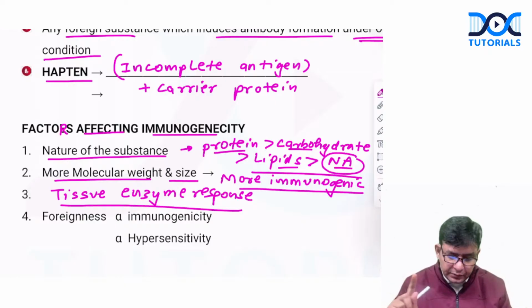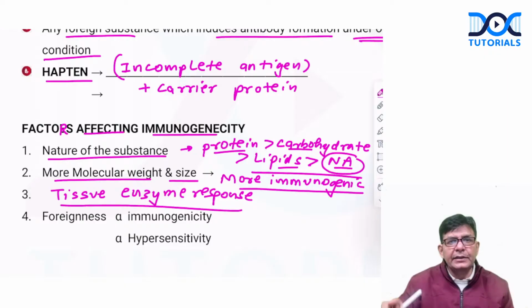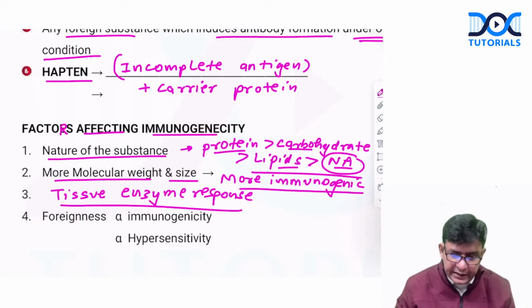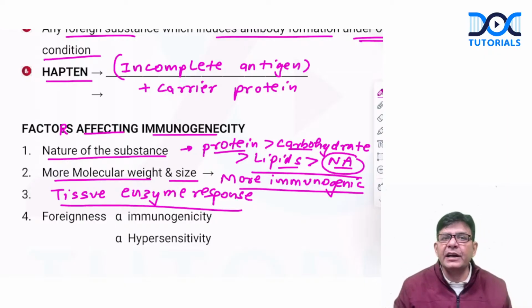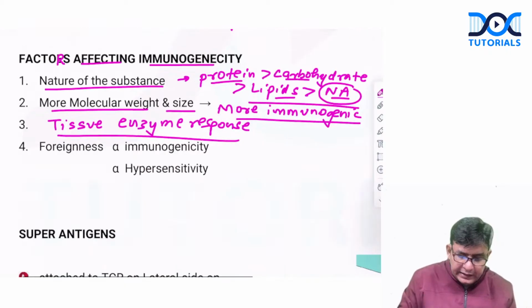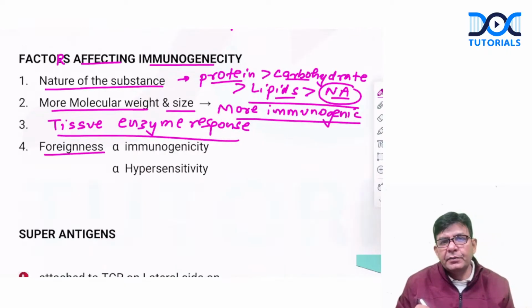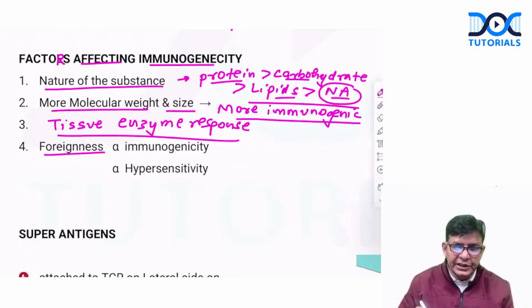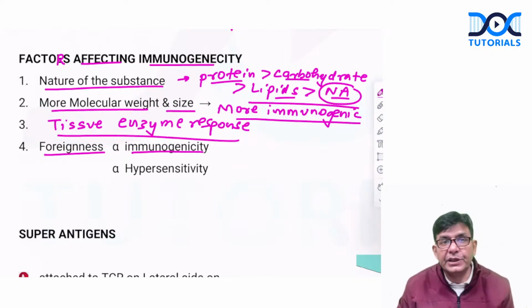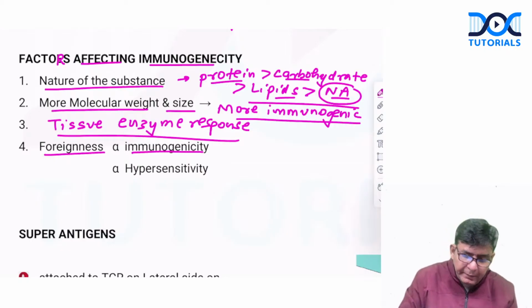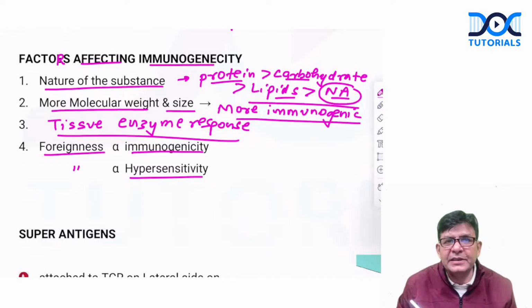So remember this important point, the tissue enzyme response also matters in the immunogenicity of an antigen. The other one is foreignness. The more foreign an antigen is, the more immunogenic it is. In humans, if you put in animal antigens, it will be more immunogenic and more antibodies will be produced. But the problem of foreignness is that it is also directly proportional to hypersensitivity.